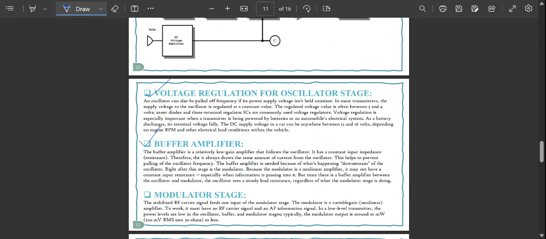And this helps to prevent the pulling of the oscillator frequency. The buffer amplifier is needed because of what's happening downstream of the oscillator. Right after this stage is the modulator, because the modulator is a non-linear amplifier. It may not have a constant input resistance, especially when information is passing over it. But since there is a buffer amplifier between the oscillator and the modulator, the oscillator stays a steady load resistance, regardless of what the modulator stage is doing.